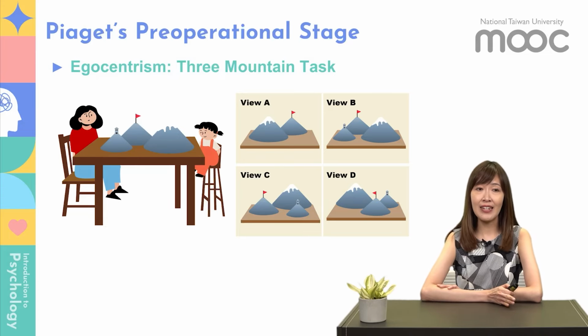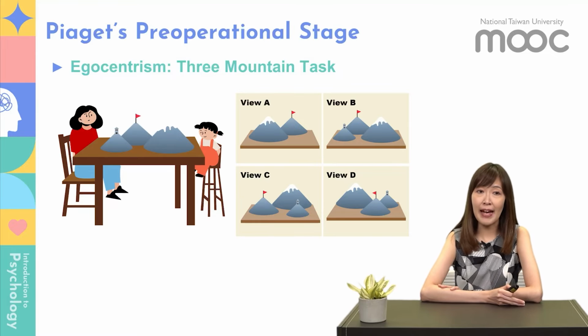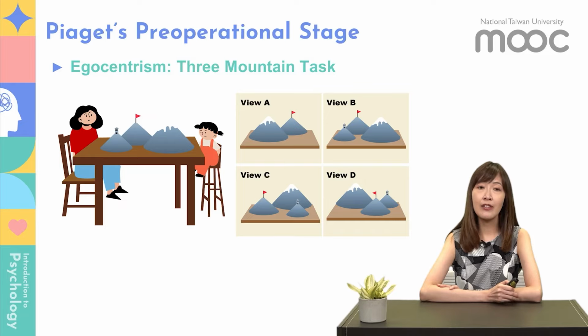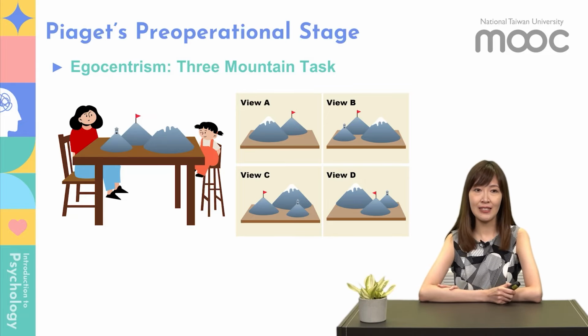Here we can see that there's a girl on the left, and then there's a doll. It's not a real girl, it's a doll on the right. And then there are 3 mountains. There's a 3-mountain display on the table. And then on the right, there are 4 pictures, A, B, C, and D. So the researcher would ask the little girl, so now you can see there are 3 mountains in front of you, and there are 4 pictures. So which one is the view that you are looking at from your side?